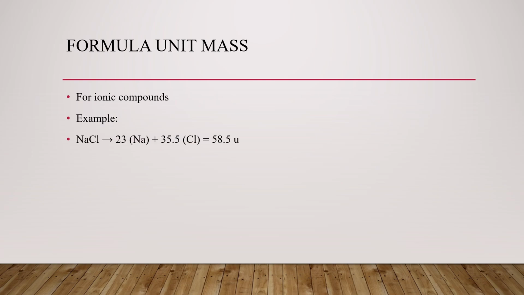Next is formula unit mass. Formula unit mass is for ionic compounds. For example, NaCl. Here, the atomic mass of sodium is 23, and the atomic mass of chlorine is 35.5. So the formula unit mass for NaCl is 58.5 U. That means 23 plus 35.5 is equal to 58.5 U.